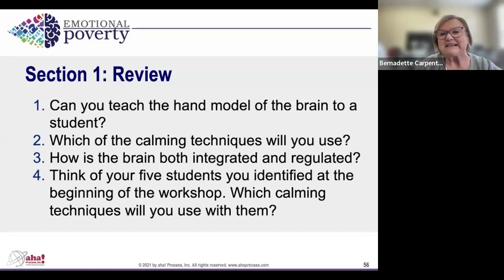Which of the calming techniques will you use? Are there any specific ones? And if you don't feel comfortable saying, it's fine. How is the brain both integrated and regulated? And think of your 5 students that you identified at the beginning of the workshop. Which calming techniques will you use with them? Is there anything you want to share on that? But I just ask you to think about that and ponder on that and maybe review yourself a little if you don't want to share it.